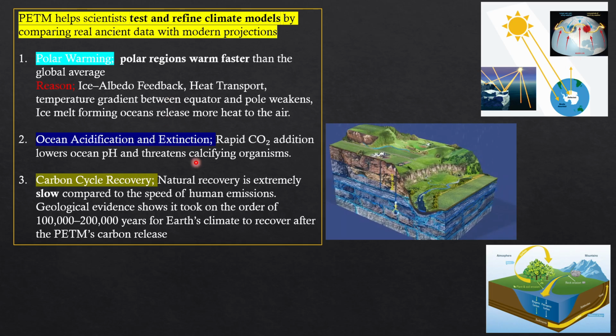And another is the ocean acidification. So you can see the ocean acidification is now starting very rapidly. So it means that, like the PETM, the acidification is starting and the pH is low. Another is the carbon cycle recovery, but at the time of the PETM the recovery was slow, and in today's world the carbon dioxide is very high, but the recovery is very low.